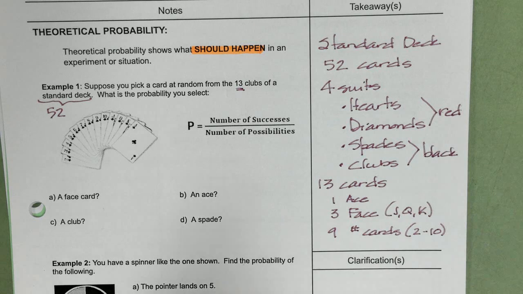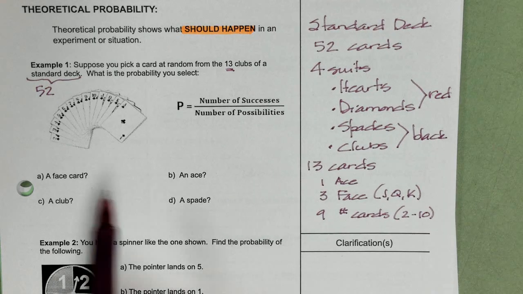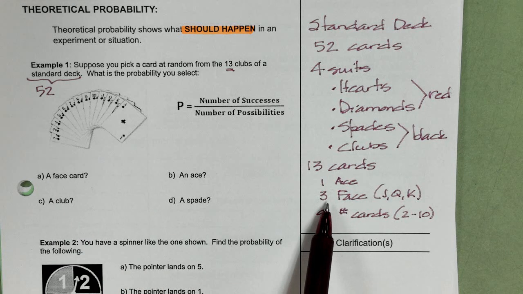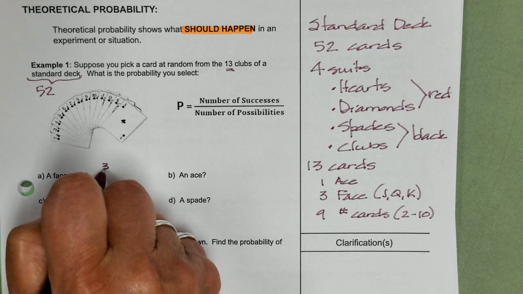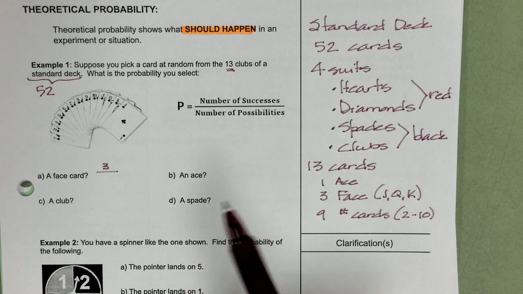If you have another deck of cards, just know that the hearts and diamonds are typically the same color, and spades and clubs are the same color. So now, let's calculate the probability that we will draw a face card. Well, there are three face cards. That is our success. And the number of possibilities is 13, because we have 13 clubs.